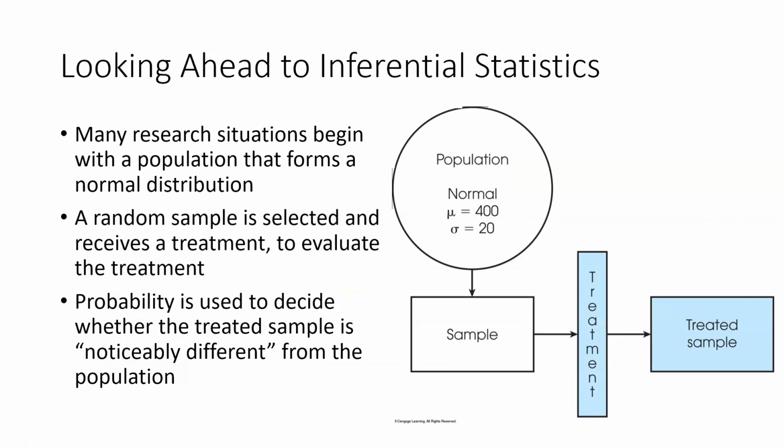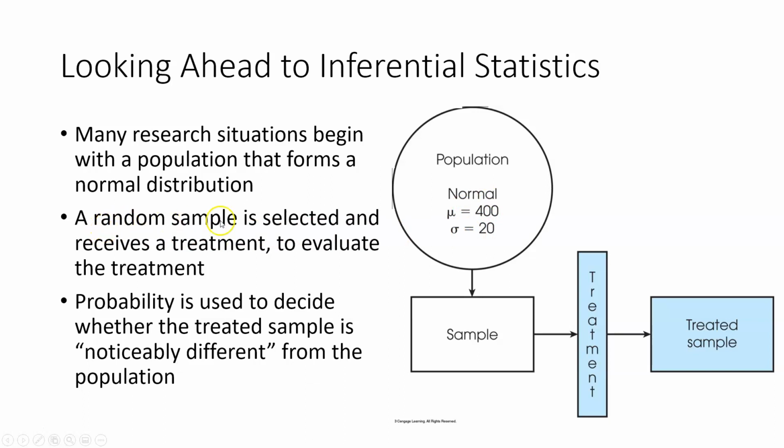Now, as we wrap up the rest of this chapter, I want us to still be looking ahead to inferential statistics. When we get a couple modules in the future, we're going to start running our inferential statistics. But everything we've learned so far is just foundational, just helping us to understand the principles associated with these inferential statistics. Many research situations begin with a population that forms a normal distribution. In this little schematic here, you can see that the population is defined as normal with a mean of 400 and a standard deviation of 20.